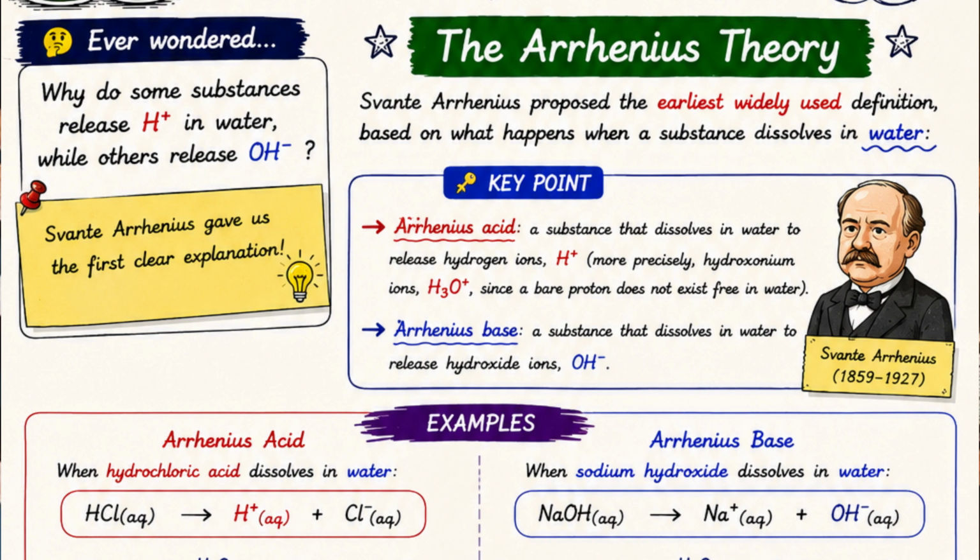Today, we are exploring Arrhenius theory of acids and bases, the first major scientific explanation of why acids and bases behave the way they do in water. Let's begin. Who was Svante Arrhenius?